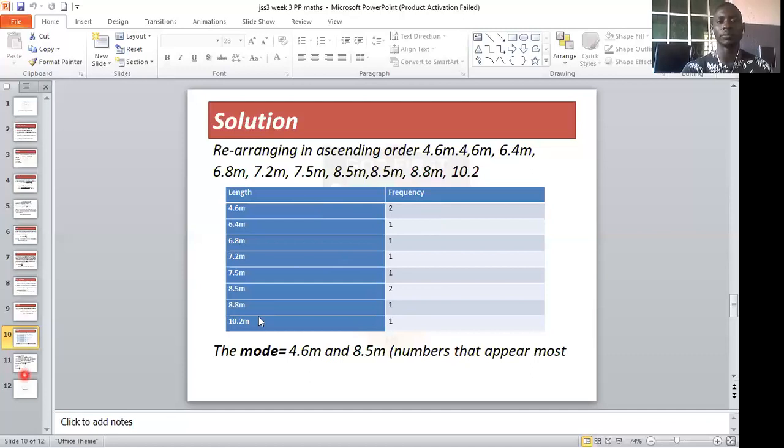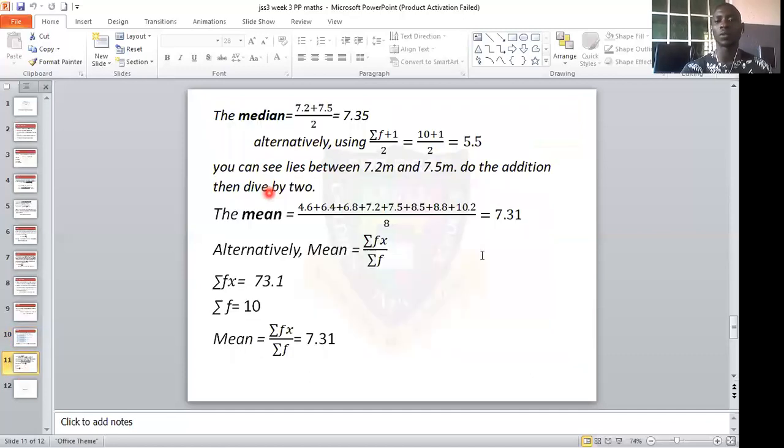So we calculate the mean and the median. From what I explained earlier, the median is the number that appears in the middle, or if you have two numbers in the middle, you sum the two numbers and divide by 2. But where you have a frequency, the summation of the frequency plus 1 divided by 2 will give you the median. The numbers that fall in the middle here are 7.2 and 7.5 divided by 2.